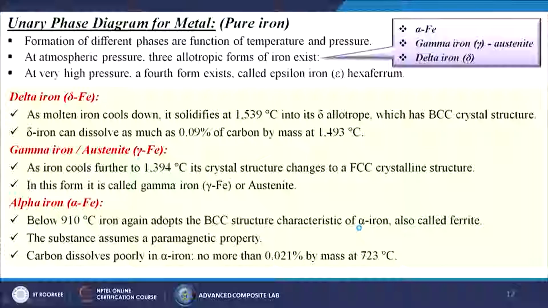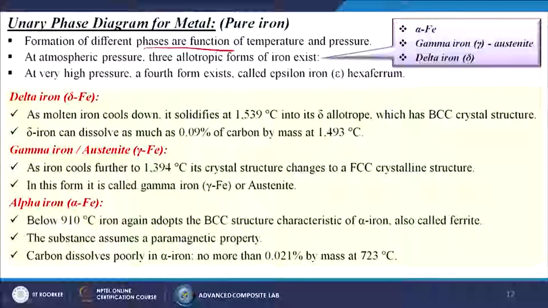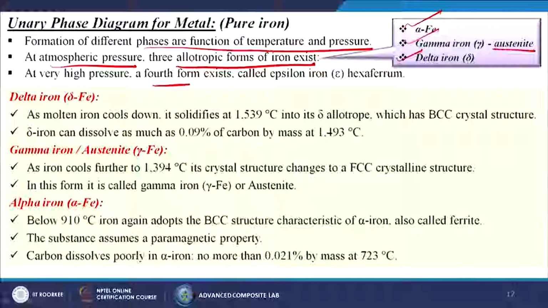Now, unary phase diagrams for metal. Suppose we give the example of pure iron. The formation of different phases is a function of temperature and pressure, as I already told. At atmospheric pressure 3 allotropic forms of iron exist: alpha iron, gamma iron, which is known as austenite, and another one called delta iron. At very high pressure a 4th form exists, called epsilon iron or hexaferrum.